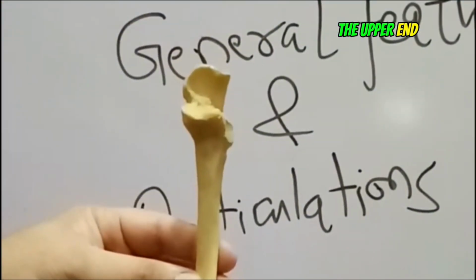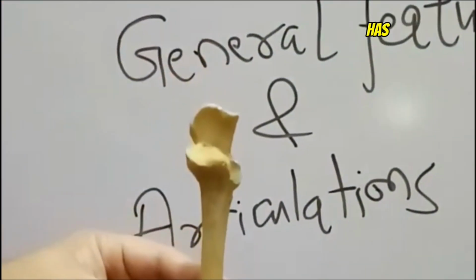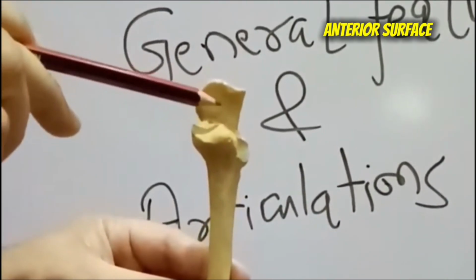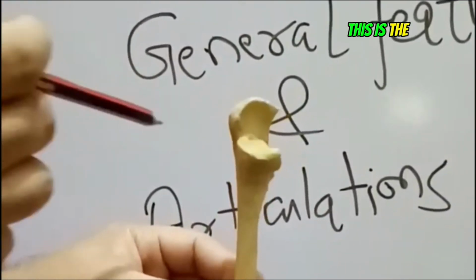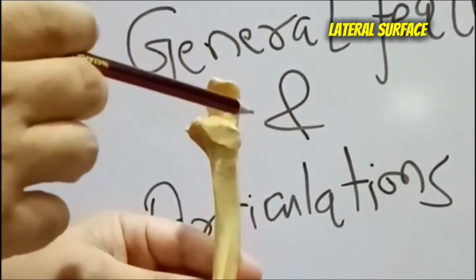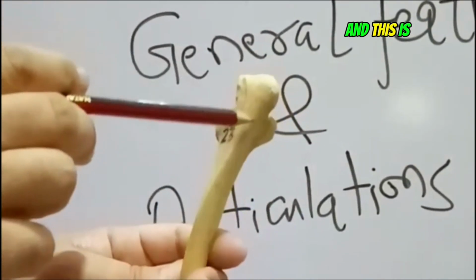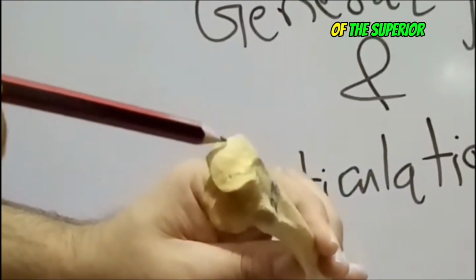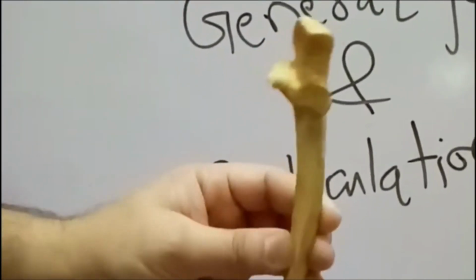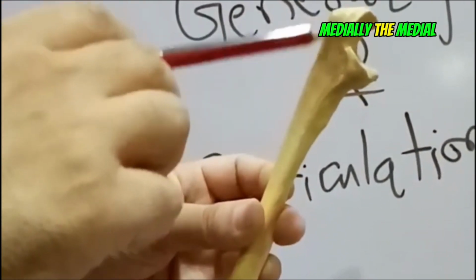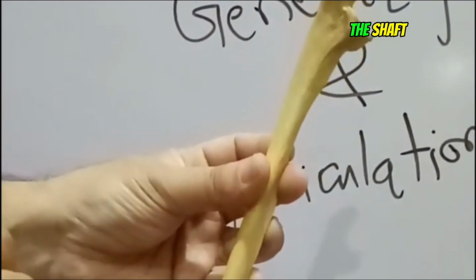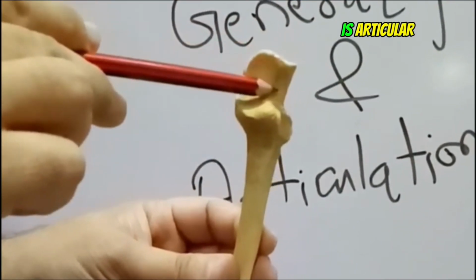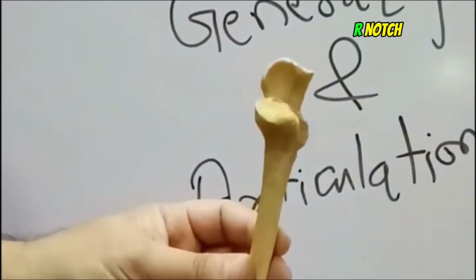Now coming to the upper end, the olecranon process has 5 surfaces. This is the superior surface. This is the anterior surface. This is the medial surface, lateral surface, and this is the posterior surface. The posterior part of the superior surface is rough. Medially, the medial surface continues with the medial surface of the shaft. The anterior surface is articular, and it forms the upper part of the trochlear notch.